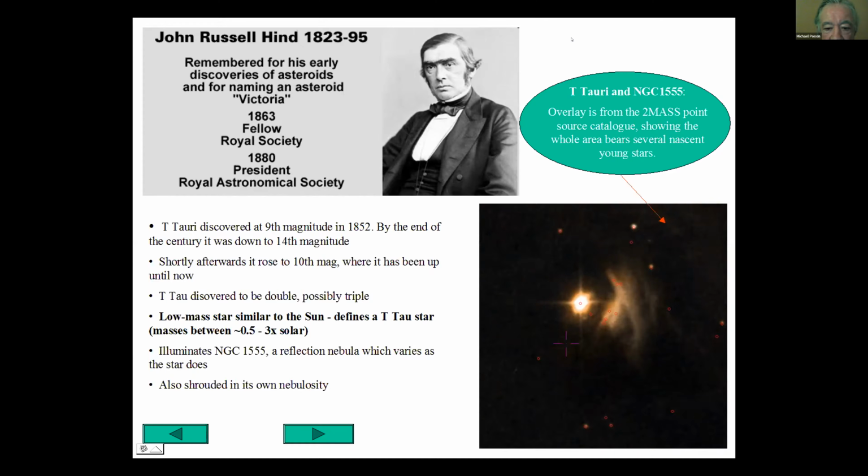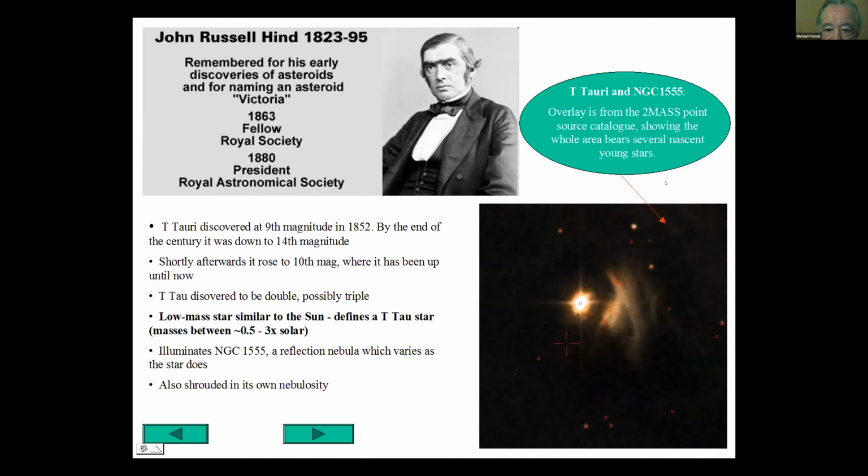But T Tauri itself is also enmeshed in a bit of nebulosity, which you might be able to see just around here, is the actual NGC 1555. Now, what I've done with this picture is I've overlaid some details from the 2MASS point source catalogue. 2MASS is the 2 micron all sky survey. So it's looking for sources of infrared radiation.